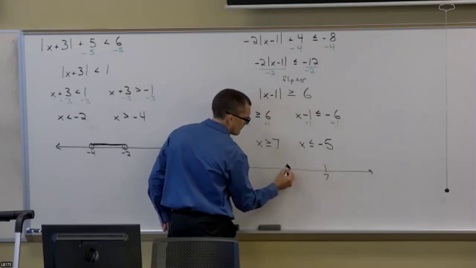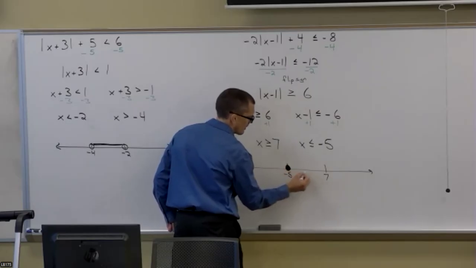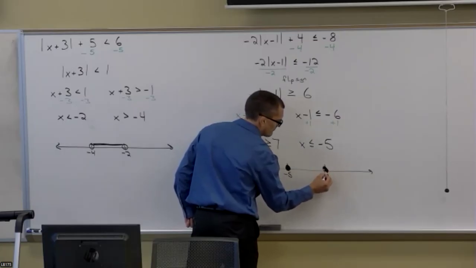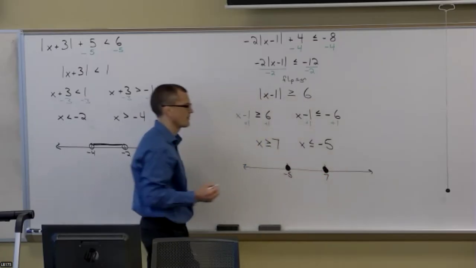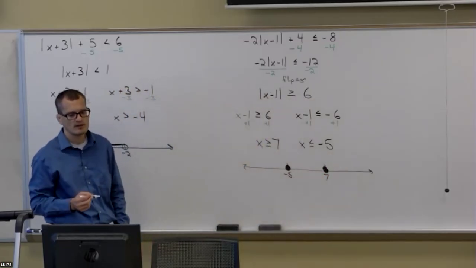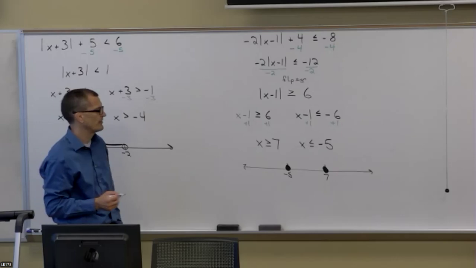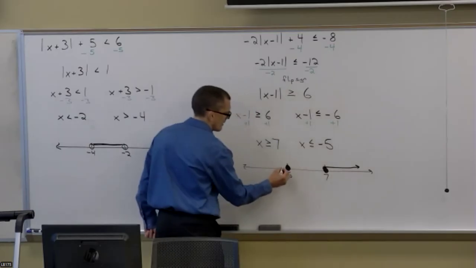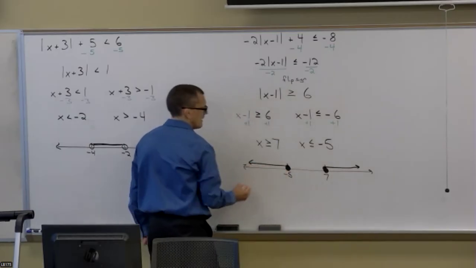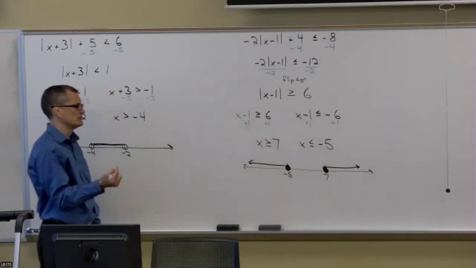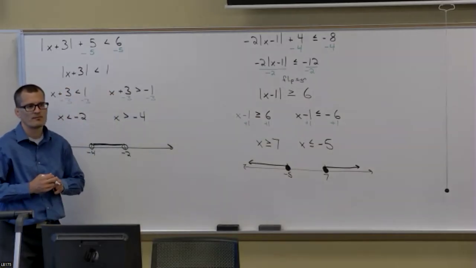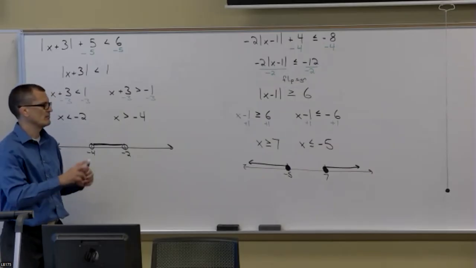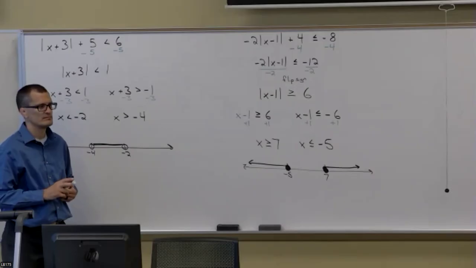Because we have the equal symbols, I'm going to fill in the circles. And then this says x greater than or equal to 7, so I'm shading to the right. Less than or equal to negative 5, so I'm shading to the left. Everybody understand why I'm pointing arrows the way I'm pointing them? Okay.